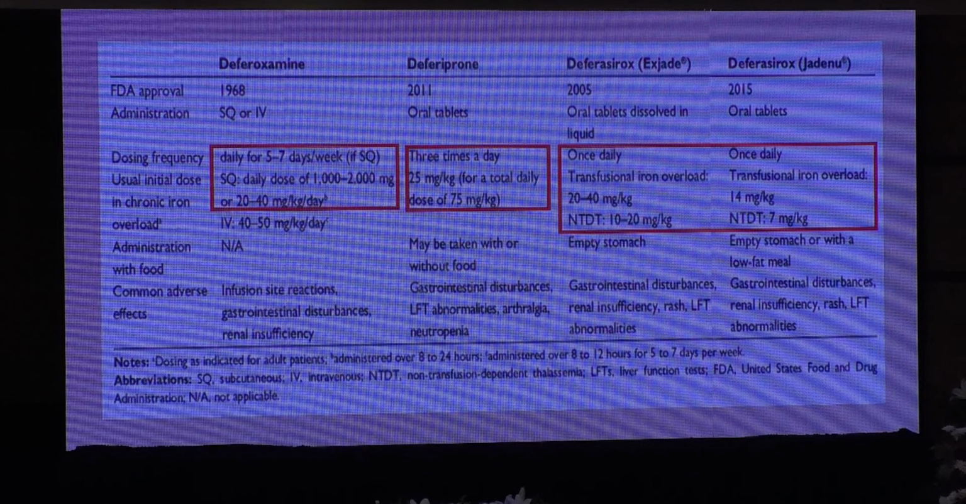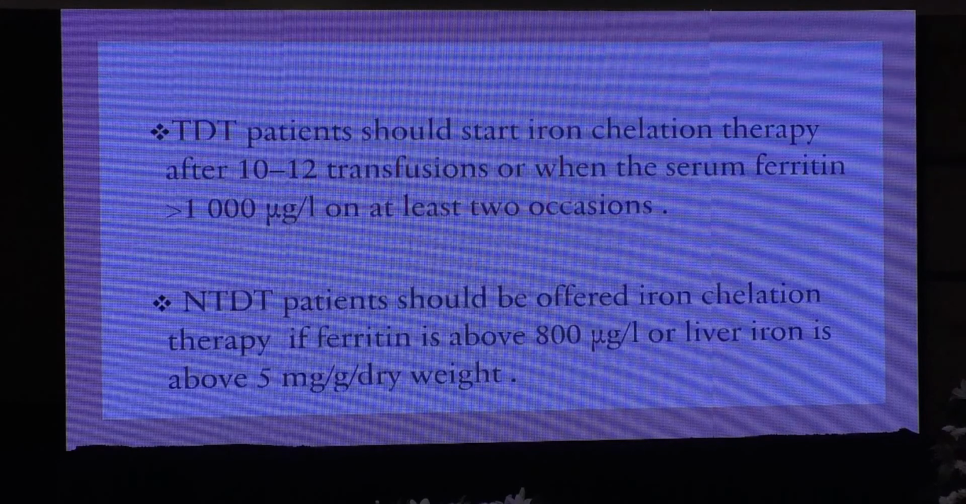It's used once daily, with a dose in transfusion-dependent thalassemia of 14 milligram per kg. In non-transfusion-dependent we use a dose of 7 milligram per kg. Actually, when we started using JNU, patient adherence to the drug increased because it has fewer complications than other drugs we previously were administering.